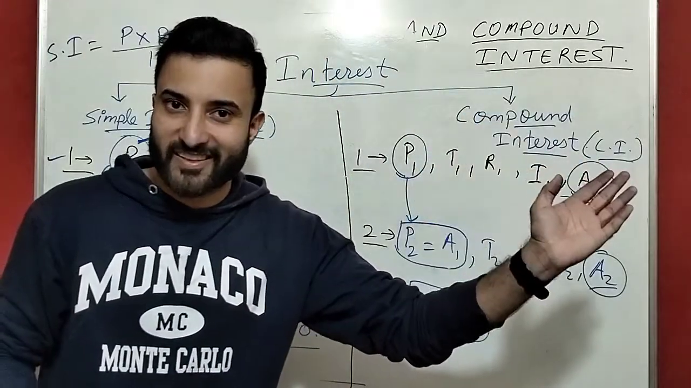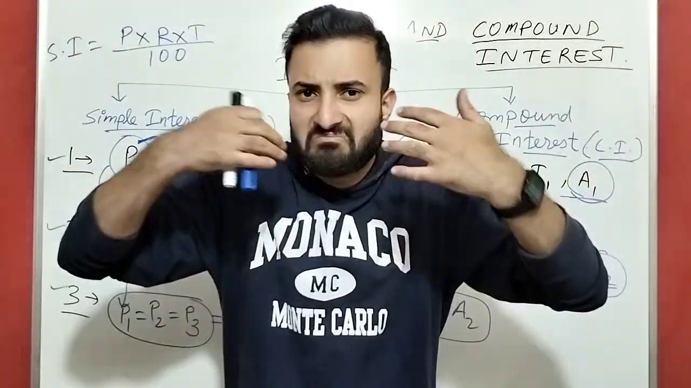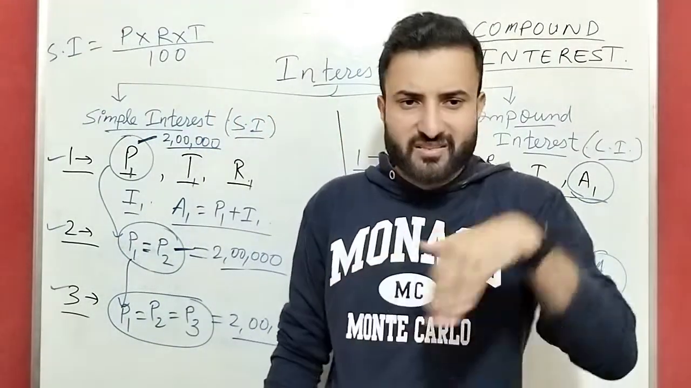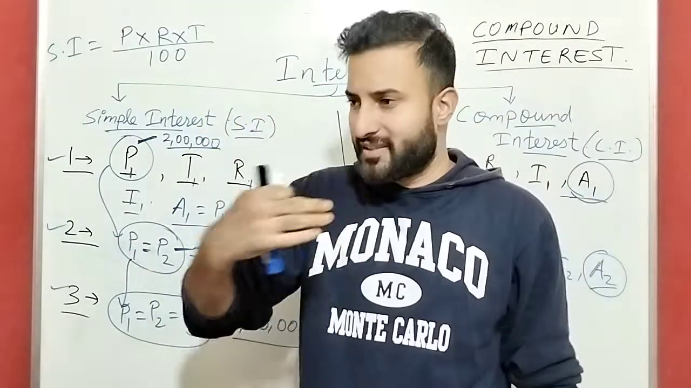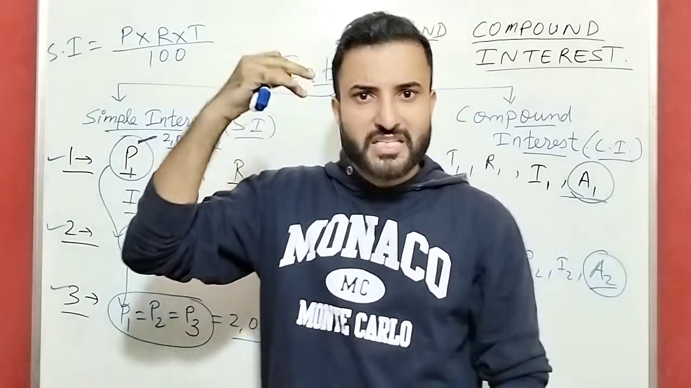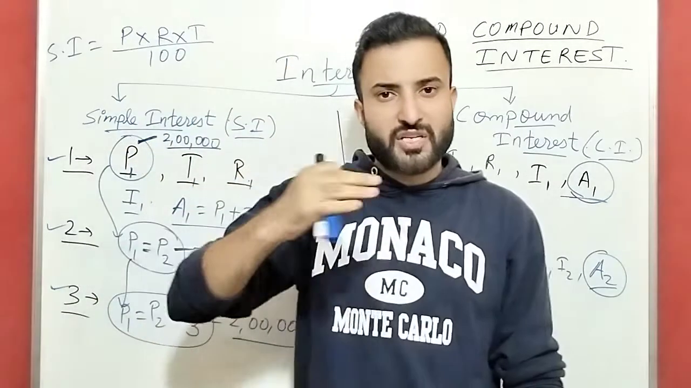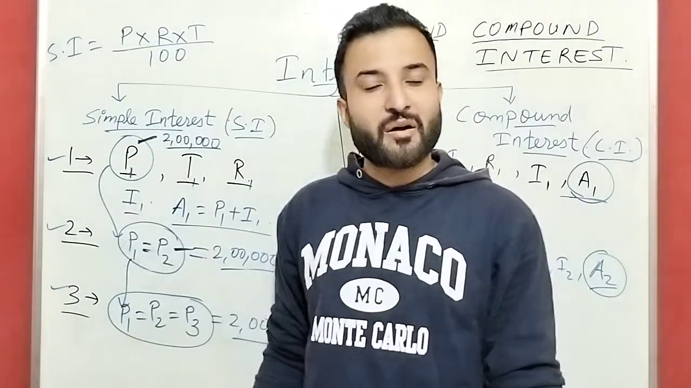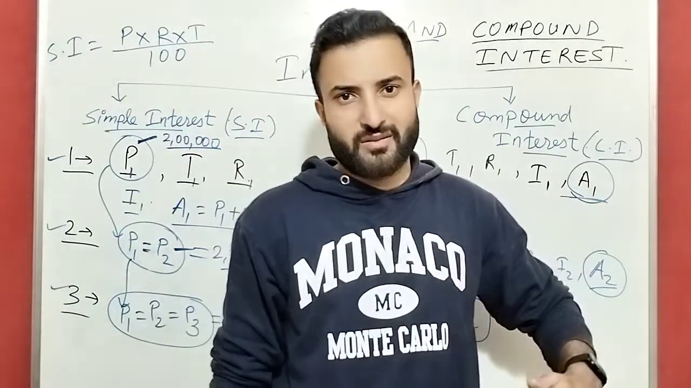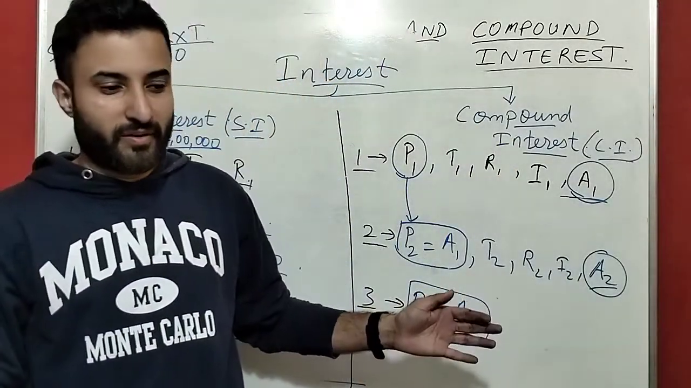The mentos zindagi. You are compounding. First year one girlfriend, change. Next year next girlfriend, change. Third year third girlfriend, change, like that. Each and every year changing the girl. That is compound interest. Each and every year changing your favorite person. That is compound interest.